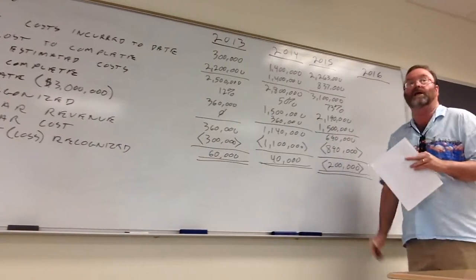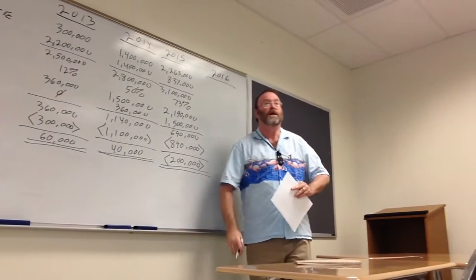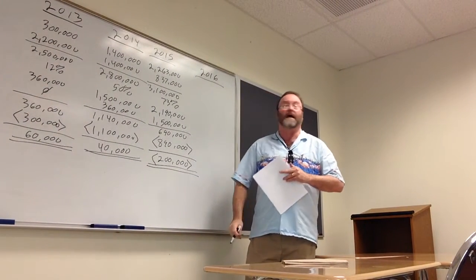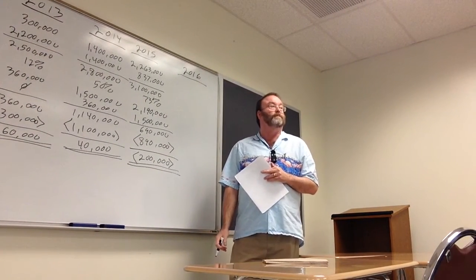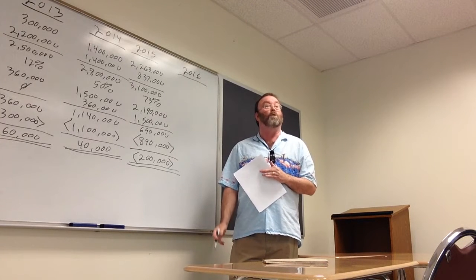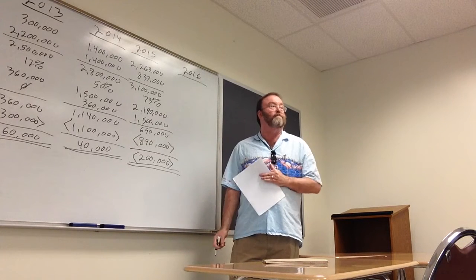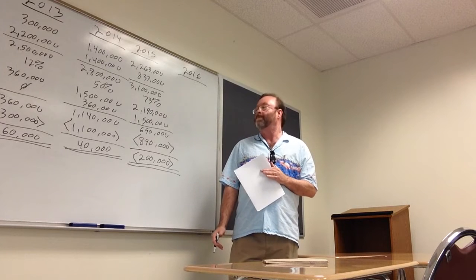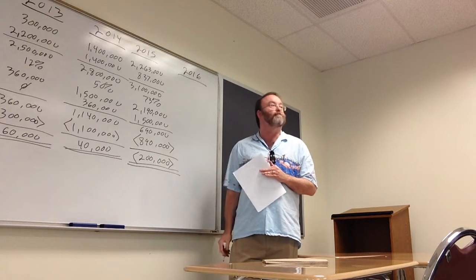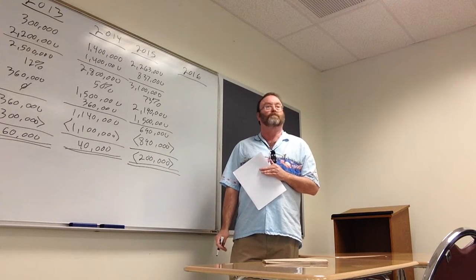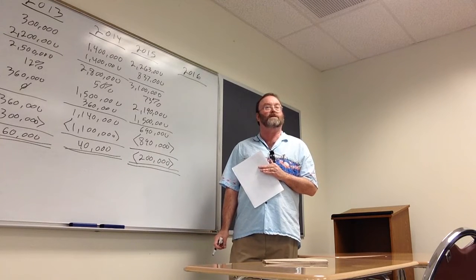Even though we only actually incurred $863,000, we're over accruing expenses. So you always put first the loss and then calculate it? Correct. Okay. All right, does that make sense?